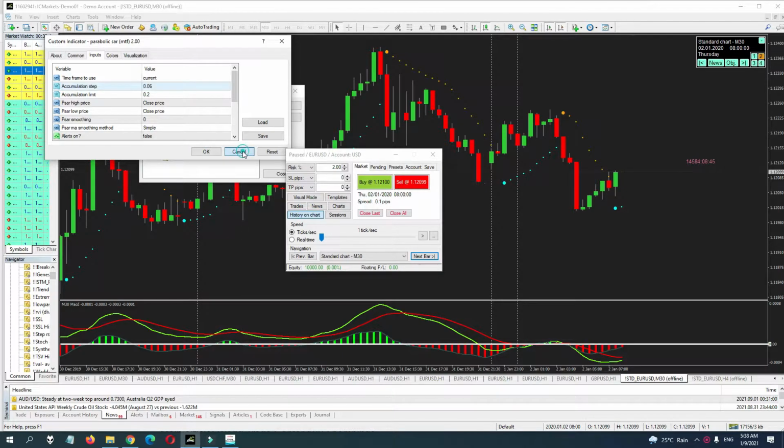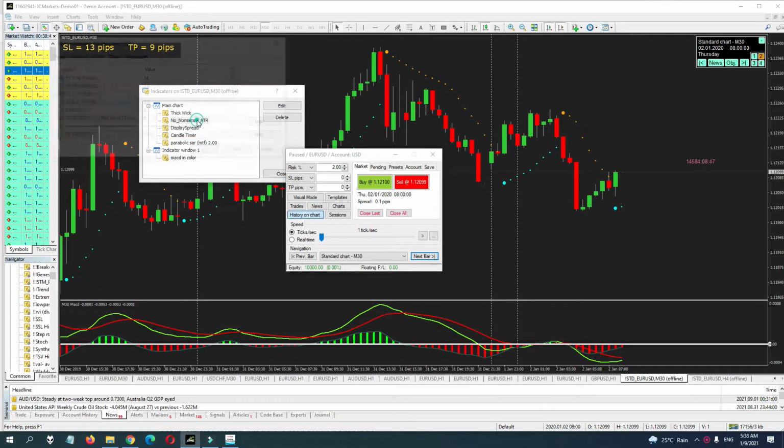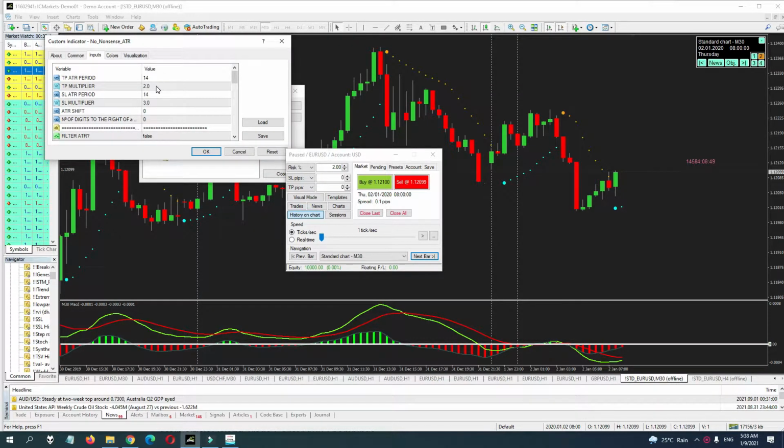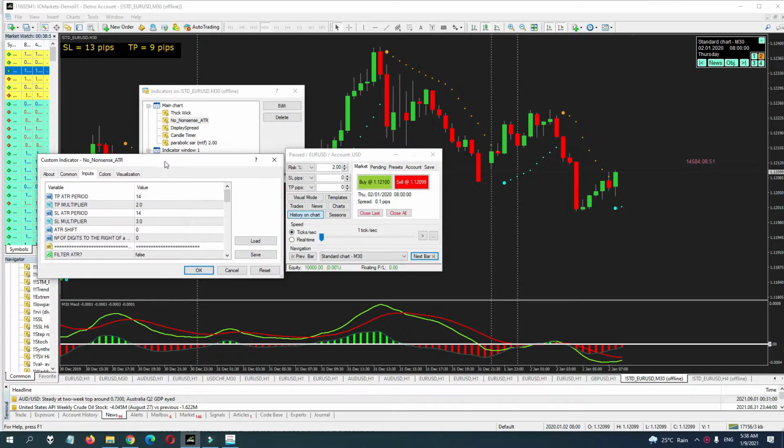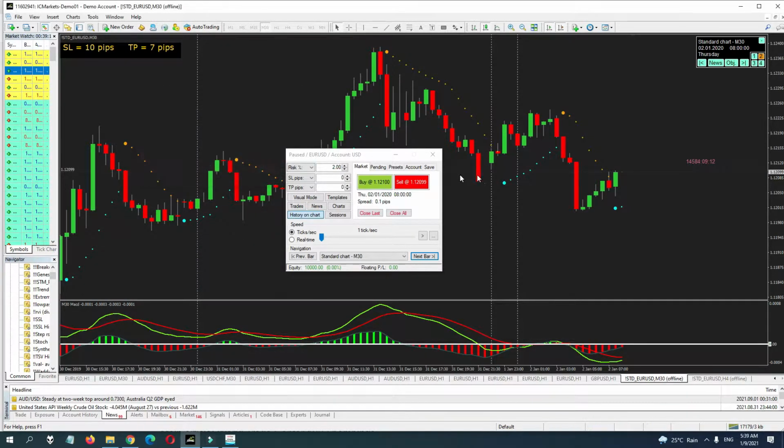Then you need to use this no-nonsense ATR. If you're using another platform, you can use other ATR indicators. The take profit is 2 times ATR and the stop loss is 3 times ATR. Our take profit is smaller than our stop loss, but we are aiming for a 70% win rate and above, so we'll make money eventually.